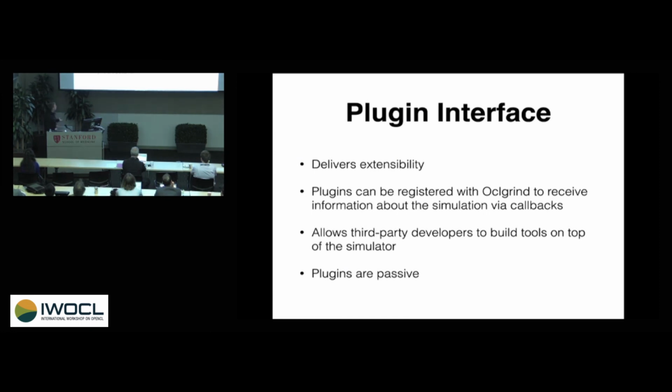The plugin interface is what we're using to deliver extensibility. The idea is that these plugins will register themselves with Oclgrind in order to receive information about what's going on. This happens via various callback functions. The simulation will run as normal, and when certain events occur within the simulation, it'll fire these callbacks to any plugins that are registered to it. It's worth noting as well that these plugins are passive at the moment, at least. The plugins just observe the simulation. There's no way for them to affect the simulation in any way, to change the execution or memory models. But that might be something we look at in the future.